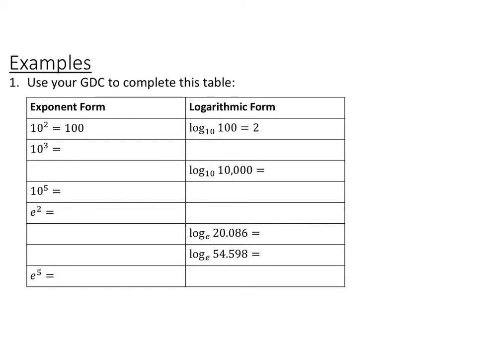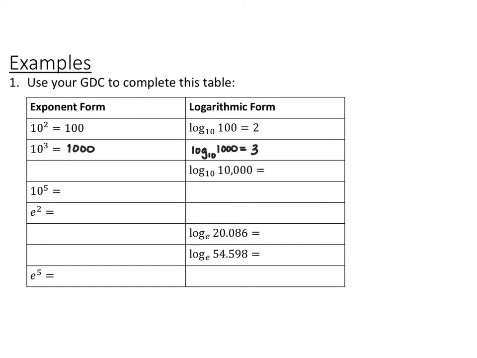So for the next one, if I have 10 cubed, well, 10 cubed is equal to 1,000. So then if I want to write this in logarithmic form, I'm going to have log, base stays the same, so it's going to be base 10, and then my input and my output switch. What was originally my output, 1,000, is now going to go inside my logarithm as my input. What was originally my input of 3, an exponent of 3, is now going to be my answer.